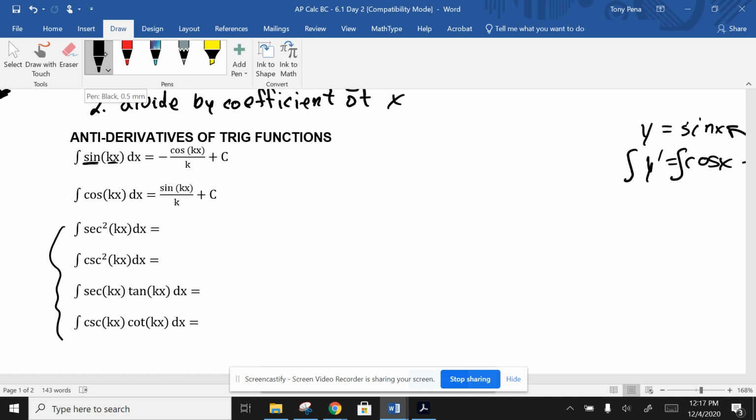Antiderivative of cosine is sine. You leave the inside alone. We've got to divide by that coefficient. So this one we actually did do yesterday. The antiderivative of secant squared is tangent, so you're going to leave that alone. And then since we're now doing an antiderivative, we're doing the opposite of what we would normally do in a derivative. In a derivative, you would have multiplied by k. So in an antiderivative, we need to divide by k, and then plus a constant.